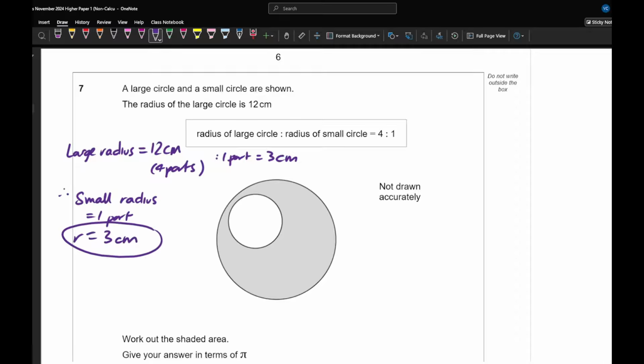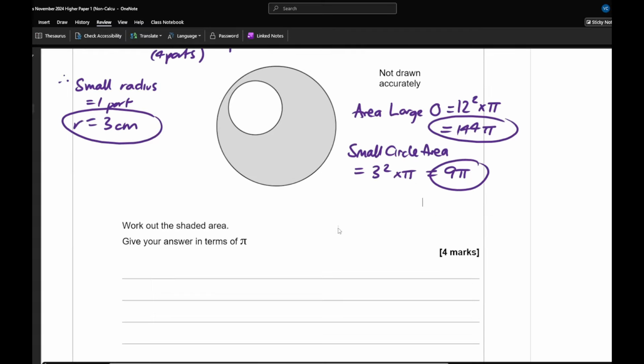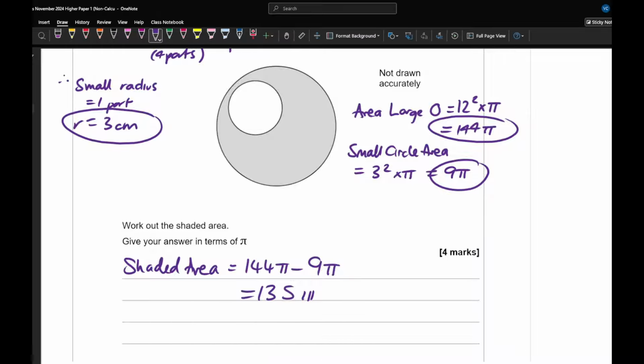Now using this information, I can then work out the areas of each of the circles. So the area of the large circle is going to be equal to 12 squared times pi, which is 144 pi. The small circle area is going to be 3 squared times pi, which gives me an area of 9 pi. So all that's left for me to do is take away the two areas. So the shaded area is going to be 144 pi minus 9 pi, giving me an answer of 135 pi in terms of pi.